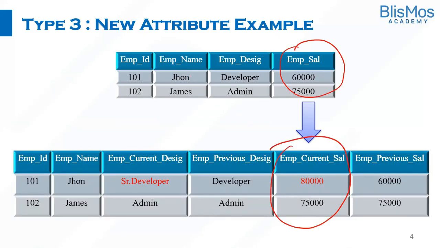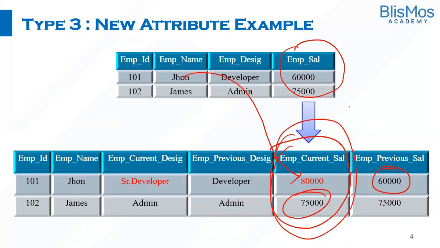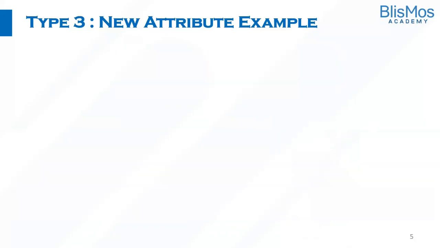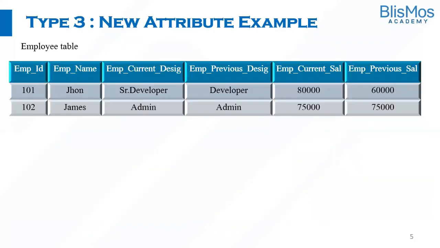You can see here John's salary increased to $80,000 from $60,000. On the other hand, James' salary remains same. So that way, we are tracking the changes by adding one more column called employee current salary. Then one more example being, do you think the designation of the employees will remain same forever? No, they do keep changing.